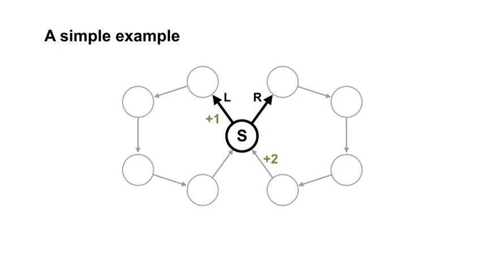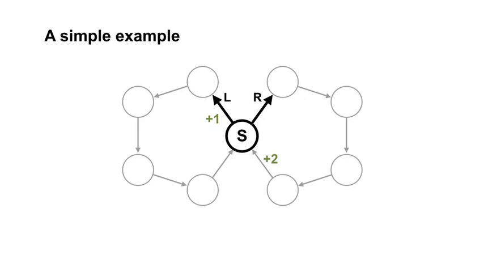The reward is 0 everywhere except for one transition in each ring. In the left ring, the reward is +1 immediately after state S. In the right ring, the reward is +2 immediately before state S. Intuitively, you would pick the right action because you know you will get +2 reward. But what would the value function tell us to do?